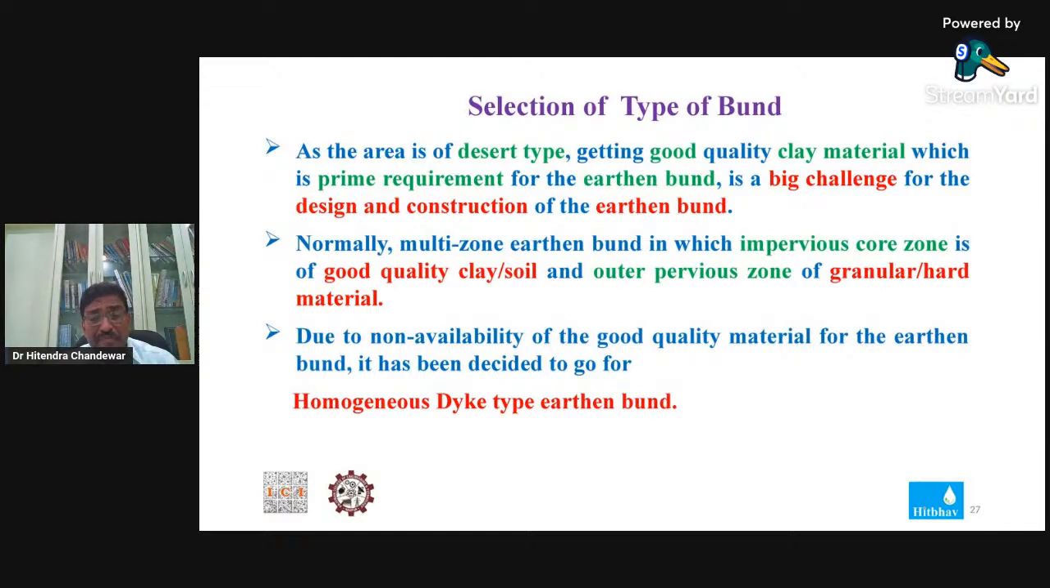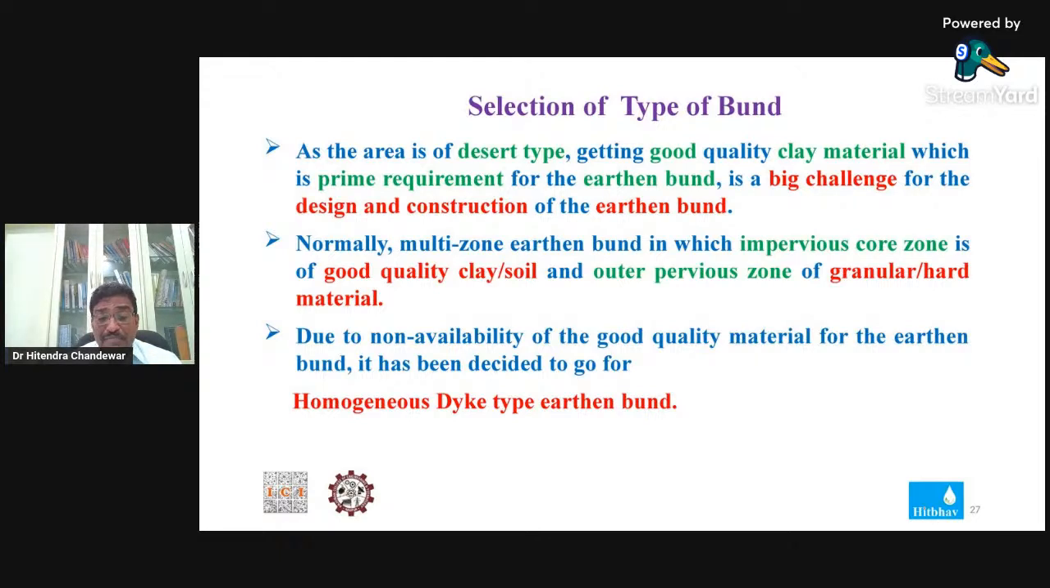And as good quality clay was not available, we have to go with the homogeneous type earthen bund. Normally, in India or in any state, we will go with the two-zone earthen bund for any reservoir. The hauling portion is of black cotton soil or very clayey soil, and the outer side is casing material like murum or sandy soil. But as in that area we are not getting good quality clay soil, we have to switch to the homogeneous type earthen bund.